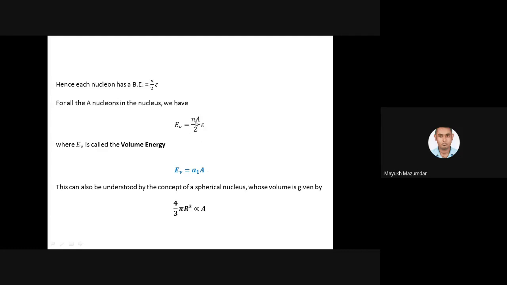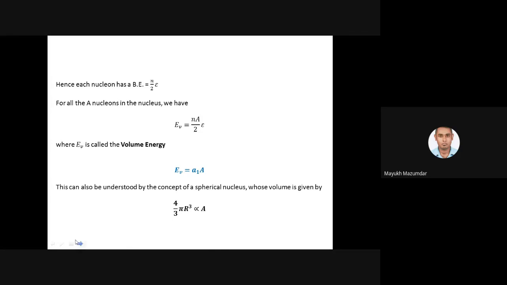Now see, apart from A, the remaining terms we can take as constant. I mean, the value can be calculated. The value is supplied most of the times. So that constant is taken as a1. So you can see volume energy is simply a1 A. Got it?